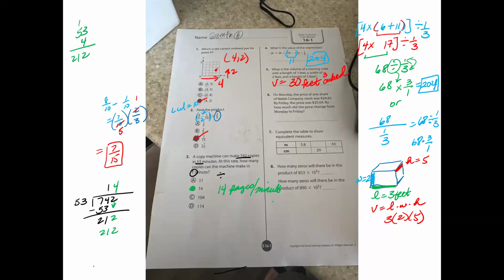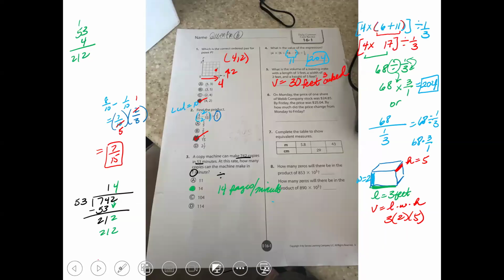Okay, number 6. On Monday, the price of one share of Web Company stock was $24.85. By Friday, the price was $25.04. By how much did the price change from Monday to Friday? What are you gonna do? What's your strategy? 100 minus 25.04.